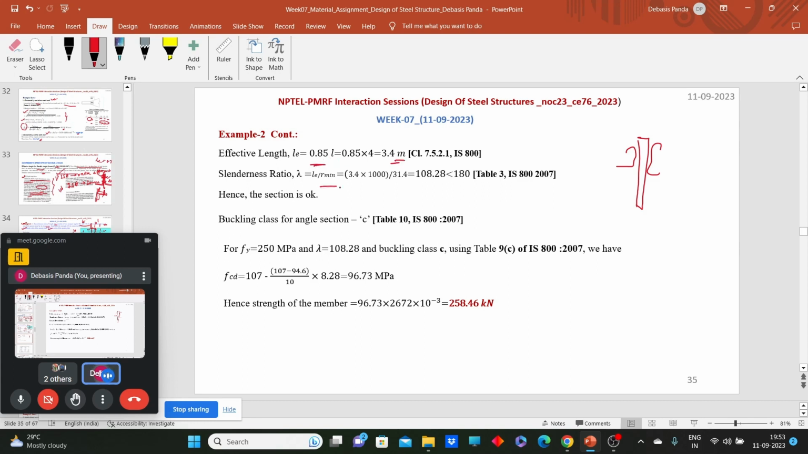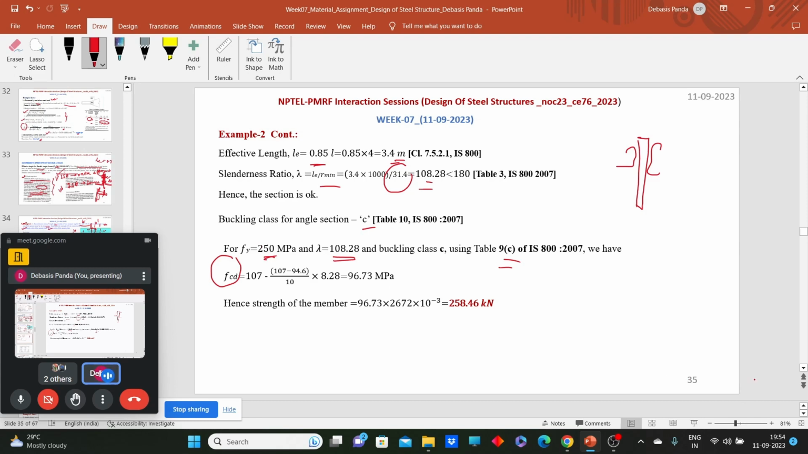What will be the slenderness ratio? Lambda equals LE by r minimum. R minimum comes as 31.4, so lambda comes as 108. Now angle sections come under buckling class C. So go to table 9C and look for the value of fcd corresponding to lambda 108 and fy 250.